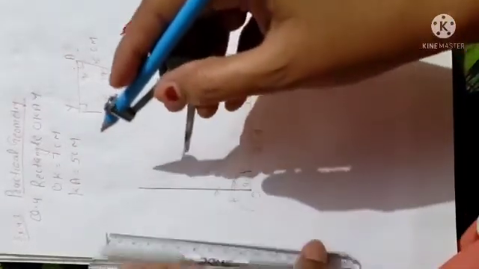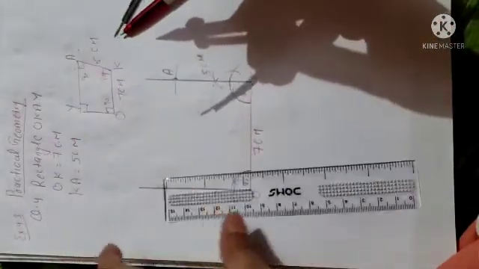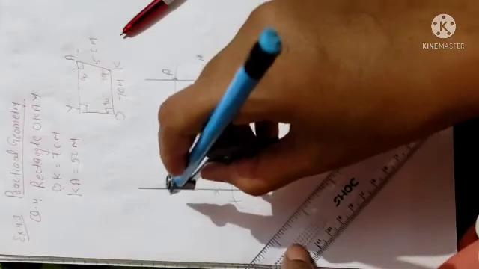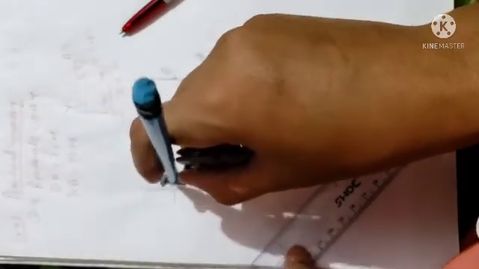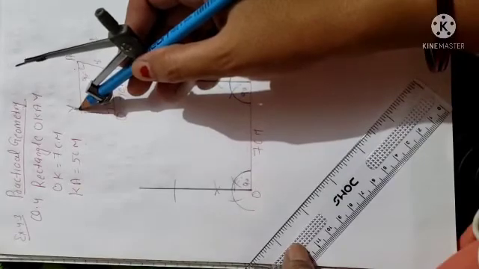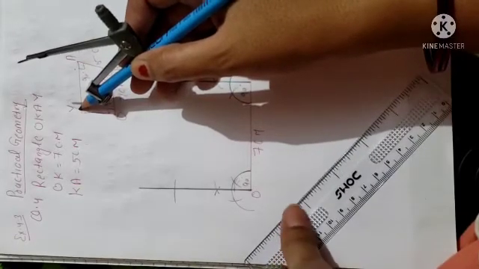So at point O also what will you do? You will open it the same 5 centimeter and you will draw the arc at point O also, and it will cut at which point? Okay, the line is extending and it is cutting, it is intersecting here.